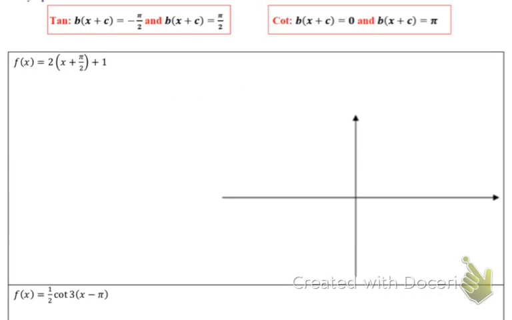All right, here's the cool thing about what's going to happen. Ooh, I have this wrong compared to you guys. You guys should have 2 tangent of 2 times x plus pi over 2, plus 1. Correct? That's what yours says? Okay, cool.